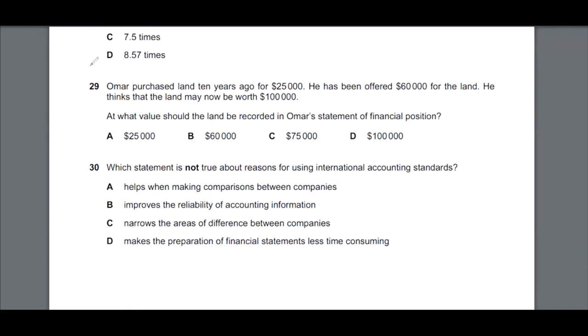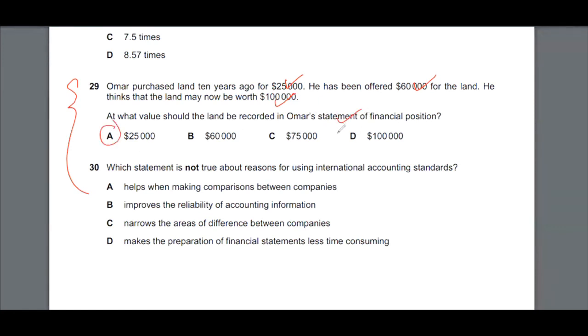Multiple choice 29 and 30 are going to be about financial or accounting concepts. I mean, it's all accounting concepts, but this is about the core accounting concepts. Omar purchased land 10 years ago for $25,000. He has been offered $60,000 for the land. He thinks that the land may be worth $100,000 now. At what value should the land be recorded in Omar's statement of financial position?